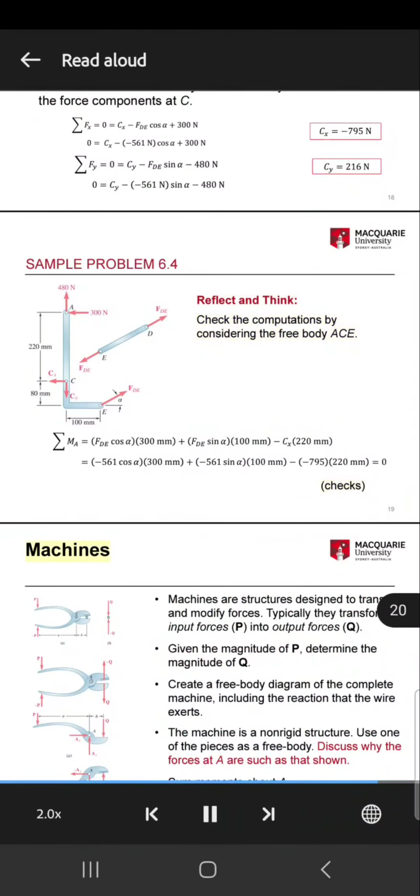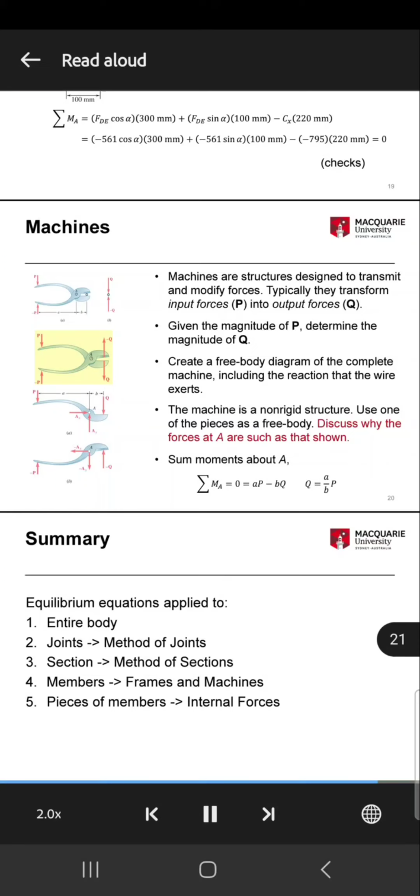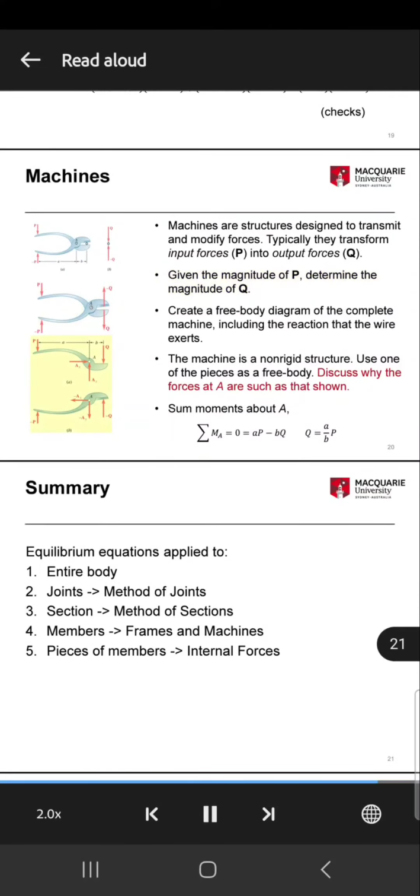Reflect and think. Check the computations by considering the free body of member AD. Machines: an input force is applied to the handles and the output force grips the wire and adjusts the pliers. Given the magnitude of P, determine the magnitude of Q. Create a free body diagram of the complete machine, including the reaction that the wire exerts.